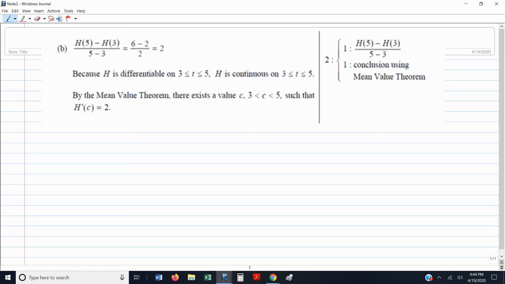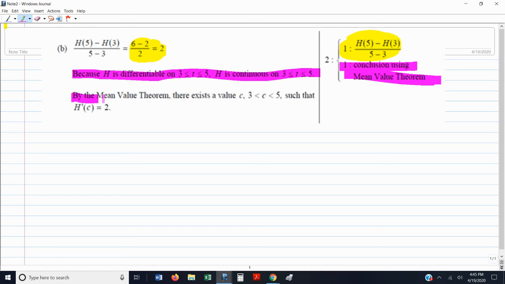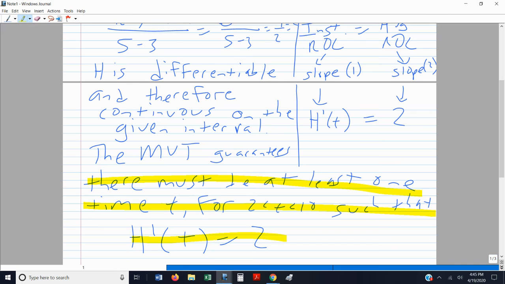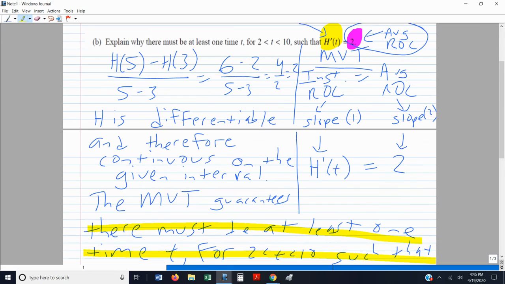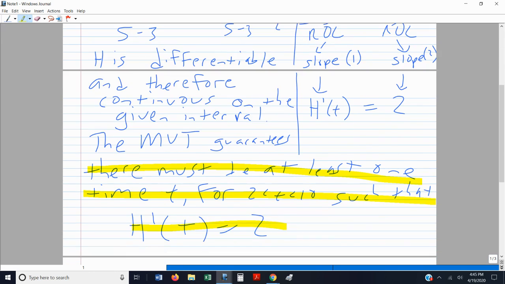This is a 2-point question. So the first point is if you can just show a slope of 2. And so you've got that fancy function notation, but even if you can just write that one, that's great. And then the second point is the conclusion using the MVT. So you see h is differentiable and therefore continuous, by the MVT there is a value, etc. I'm just looking at how they use 3 and 5, and I used, what did I use? Oh, I just wrote on the given interval. Okay, got it. All right, that's it. Great job.